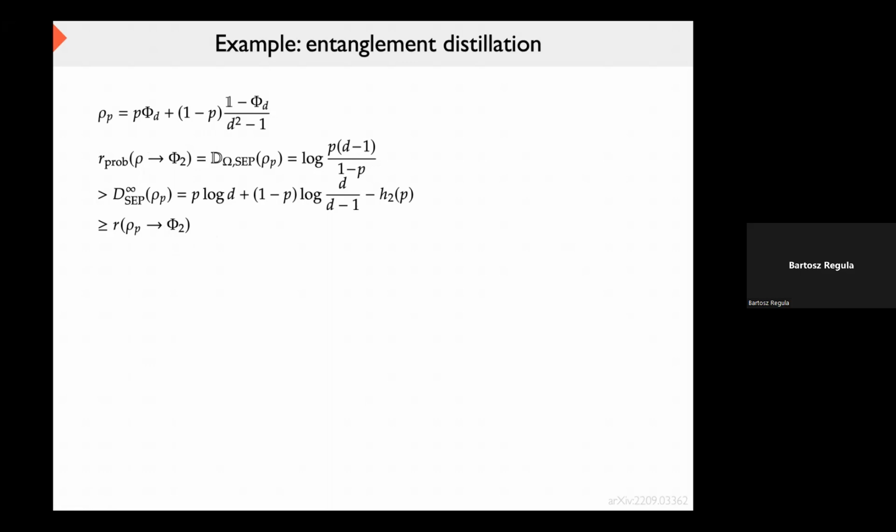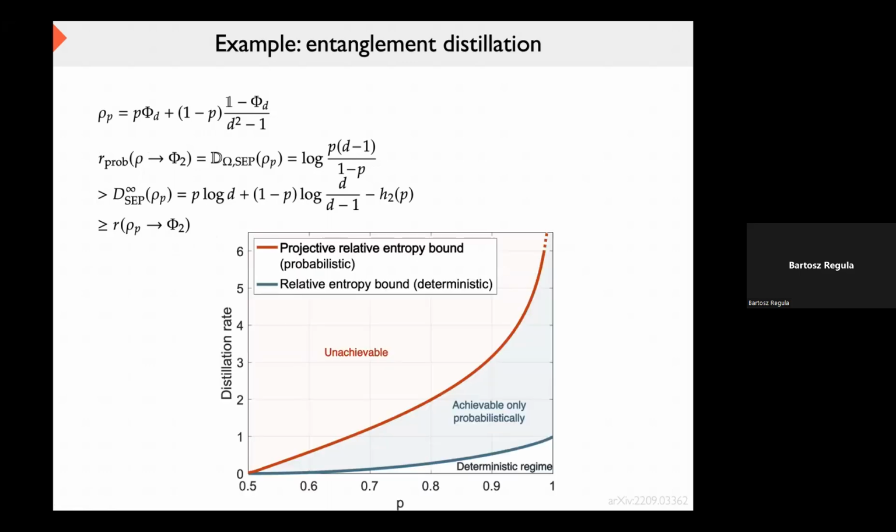And if we plot this, actually, the gap can be quite significant. So here, if you look at the very bottom of this plot, we have the distillation rates plotted against the parameter P of the isotropic state. And if you look at here, the deterministically achievable rates all have to be in this kind of regime here.